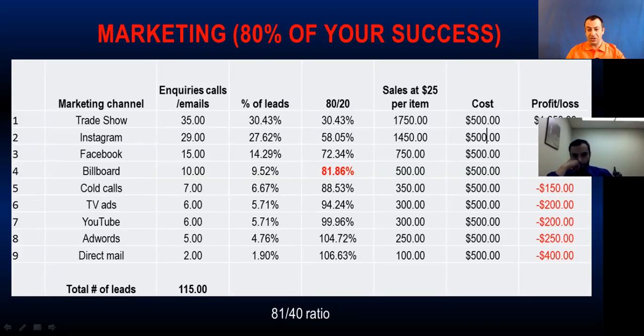The trade show is giving us over $1,750, $1,450, $750, $500, and the rest of it. Now, in this case, let's assume that we're spending $500 on each campaign. Okay. So the first one is giving us a net profit. Billboards is actually, we're breaking even. So by tracking the first 4, it's given us 9 or 10% of our leads, but it's not profitable.